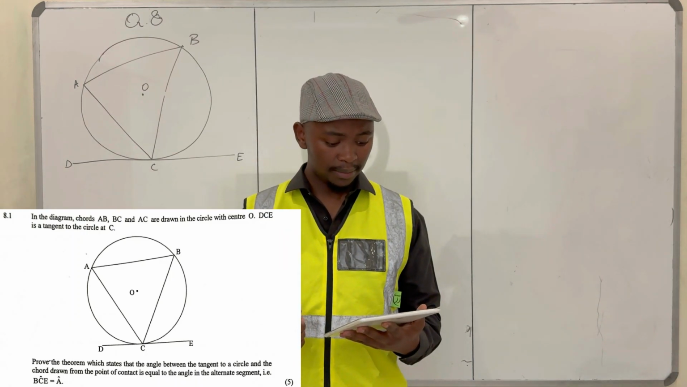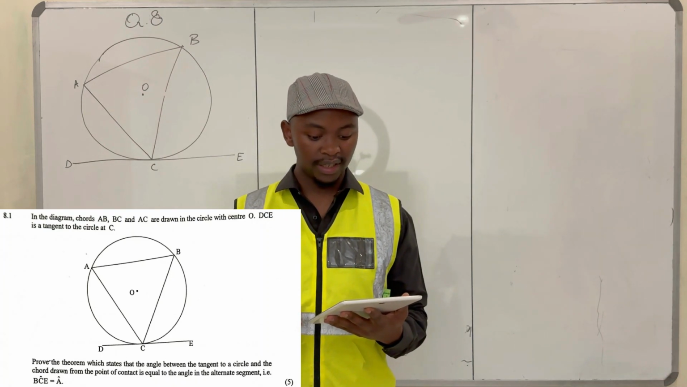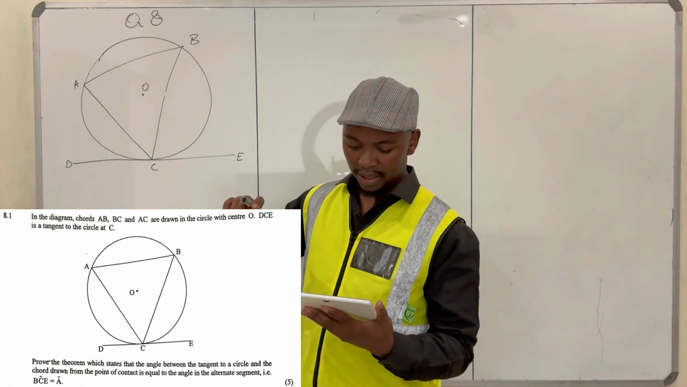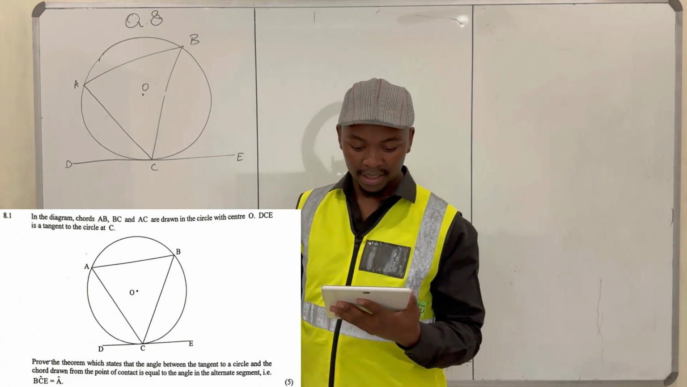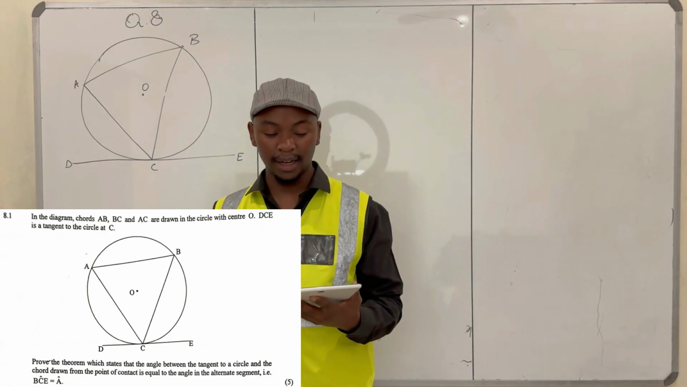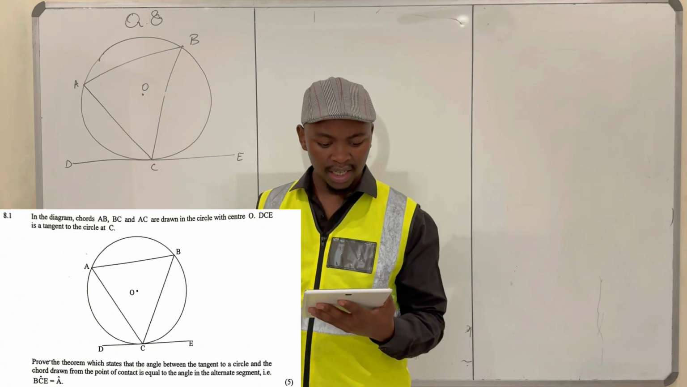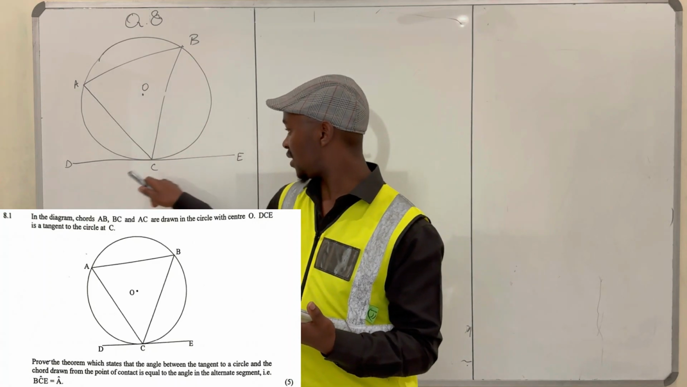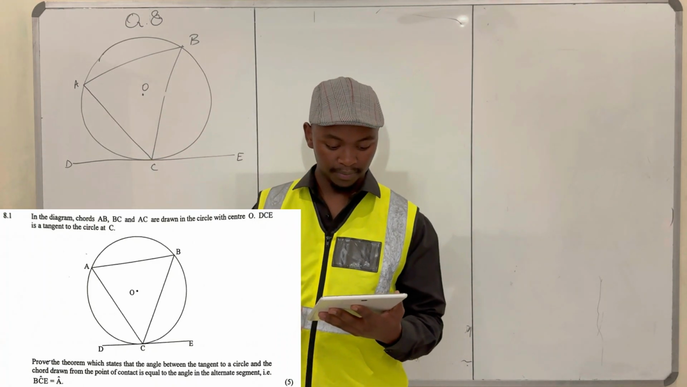The statement reads as follows. In the diagram, chords AB, BC, and AC are drawn in the circle with a center O. So we're looking at the statement, and here's the drawing. There's AB, AC, and BC. They are drawn inside of this circle. There's O that we're given, and DCE is a tangent to the circle at point C. There is our DCE. It is a tangent at the circle at that point C.